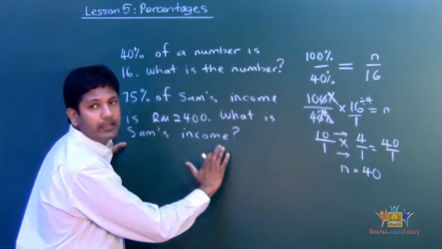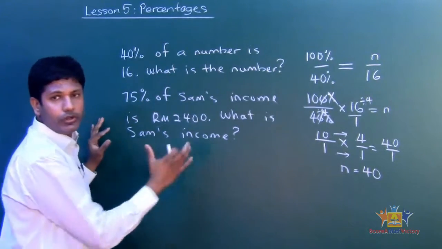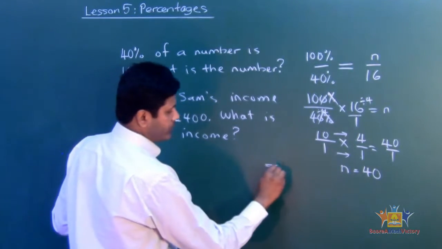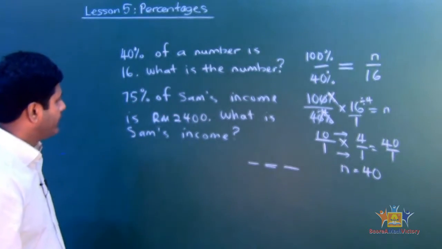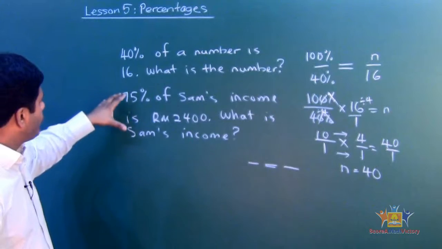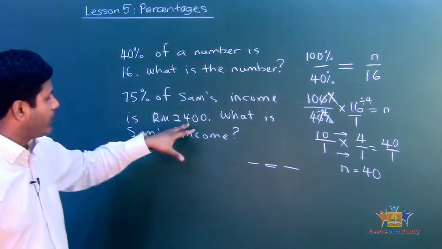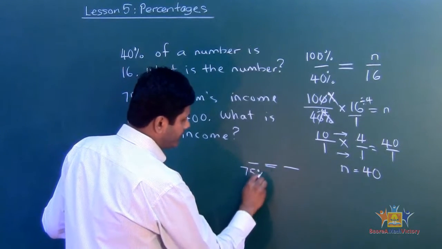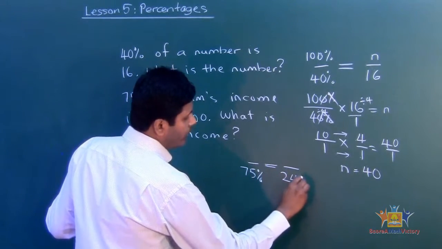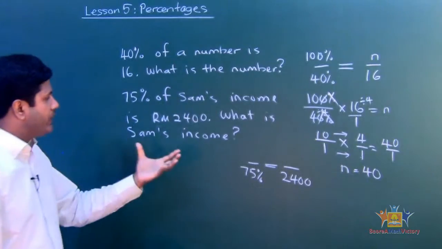What is Sam's income? Alright, so we're going to use the aeroplane method. Okay, so we're going to use the double wings and then the aeroplane body in the middle, right? So first we know that 75% makes what? 2,400. Okay, so we're going to put it right there. 75% is 2,400. And we're looking for the 100%.